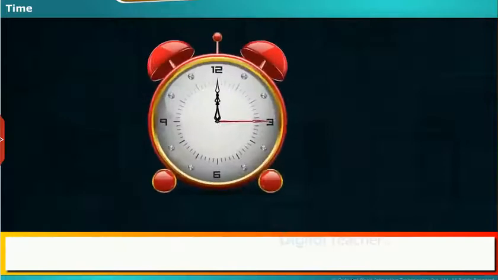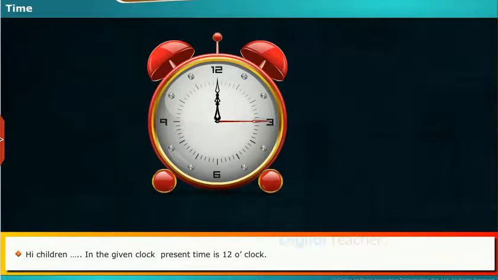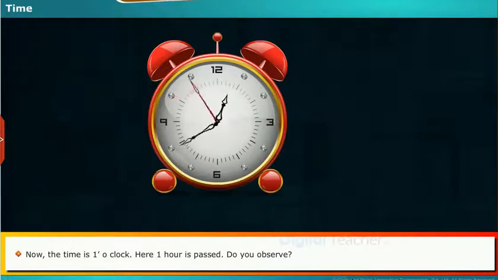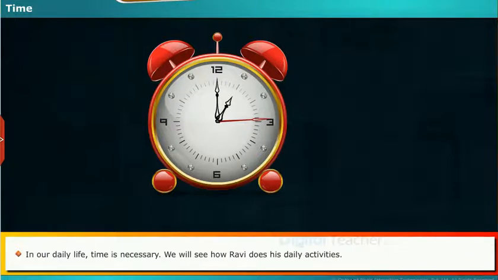Now, we will learn about time. Hi children, in the given clock, present time is 12 o'clock. Now, the time is 1 o'clock. Here 1 hour is past. Do you observe? In our daily life, time is necessary.